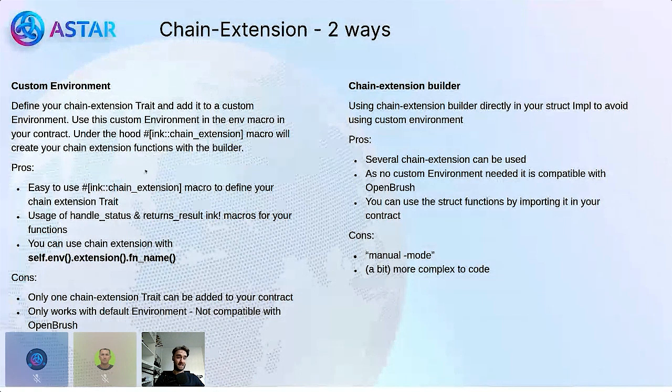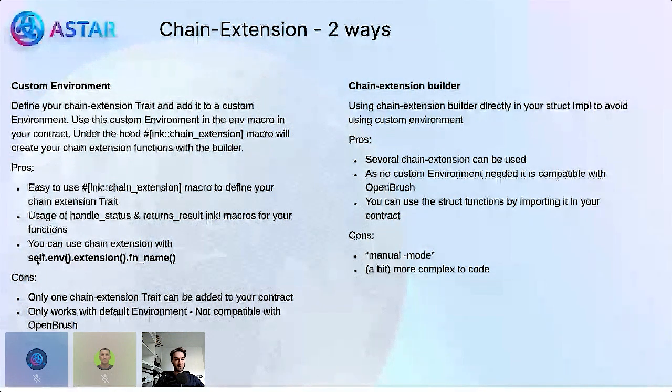A pro is that it's easy to use because you just use a macro. There is the usage of the handle_status and returns_result ink macros for your function. I will explain it as well. And then you can use the chain extension as it will be added to env. You can use it with self.env().extension() and your function name.